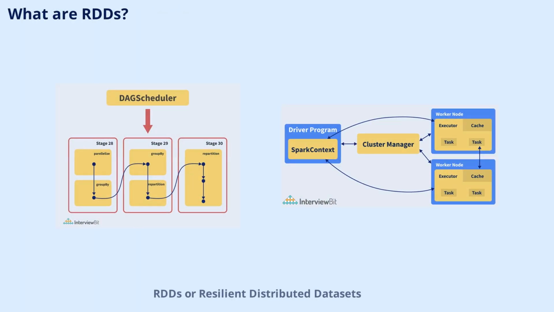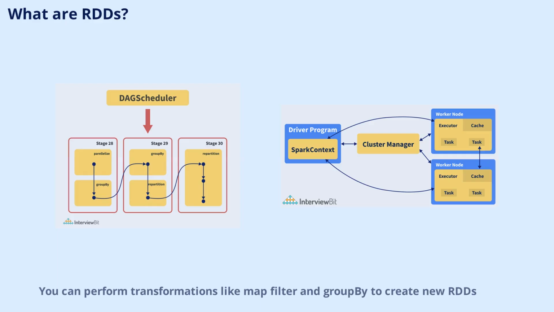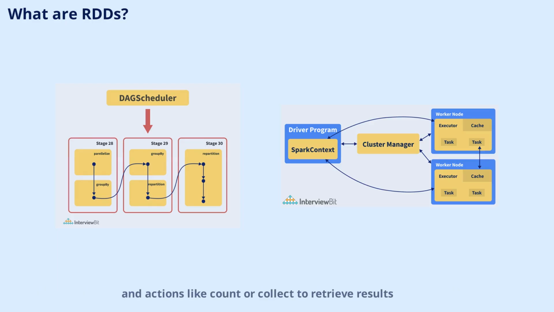RDDs, or resilient distributed datasets, are the fundamental building blocks in PySpark. They represent immutable collections of objects that can be processed in parallel across a cluster. RDDs are fault-tolerant, meaning if a node fails, the data can be recovered automatically. You can perform transformations like map, filter, and groupBy to create new RDDs, and actions like count or collect to retrieve results. This design enables efficient, reliable, and scalable data processing.